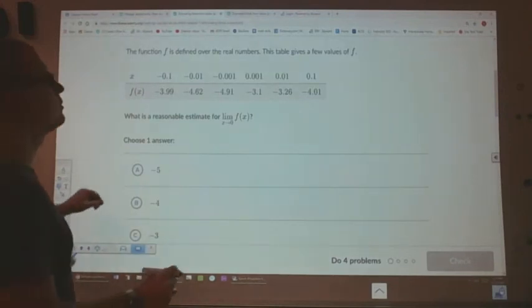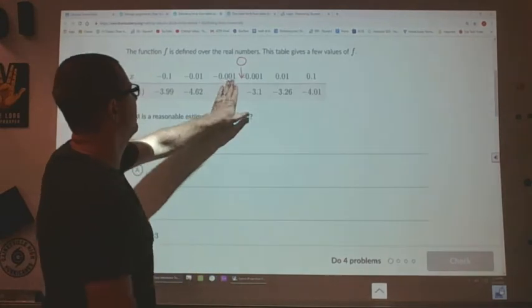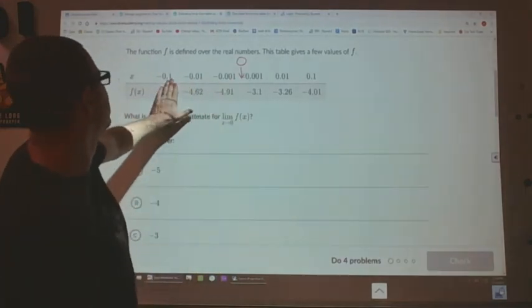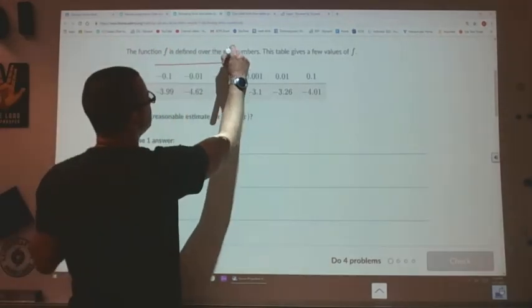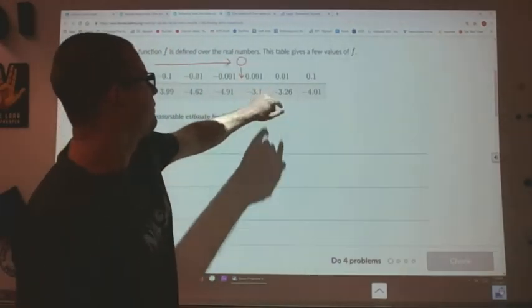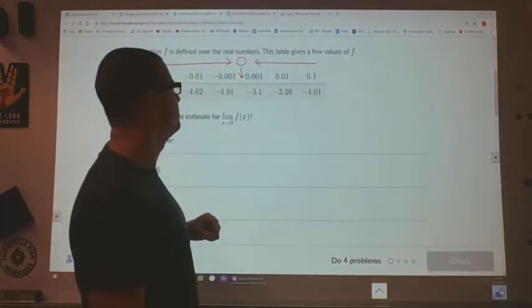So if we look at this table, 0 would go right here, and here we have some values to the left, -0.1, -0.001, so we want to read this one in this direction. And here we have some values to the right, so we're going to read in this direction.